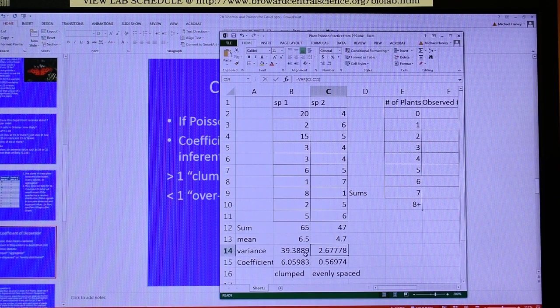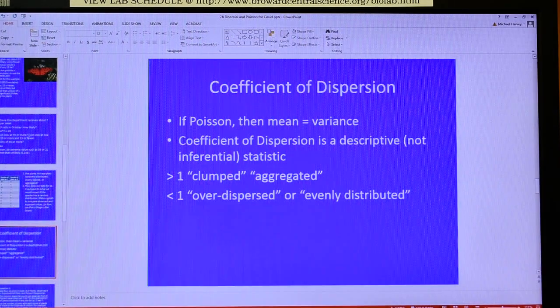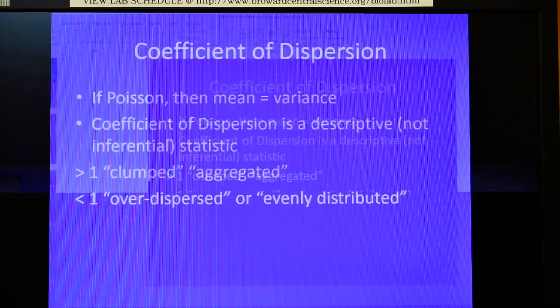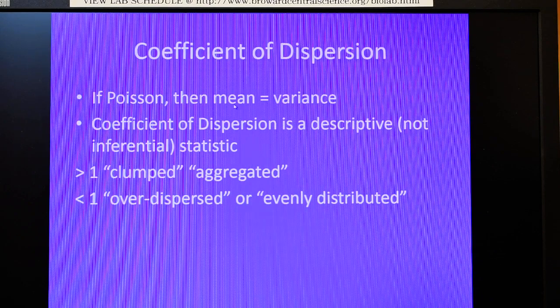So what we're interested in is a comparison of these two things. If there's a high variance, then they're clumped. If there's a low variance, then they are evenly spread out. The way people quantify this, and this is just a descriptive statistic, is we take a ratio of the variance to the mean, and that's what the coefficient of dispersion is. So the coefficient of dispersion is the variance divided by the mean.